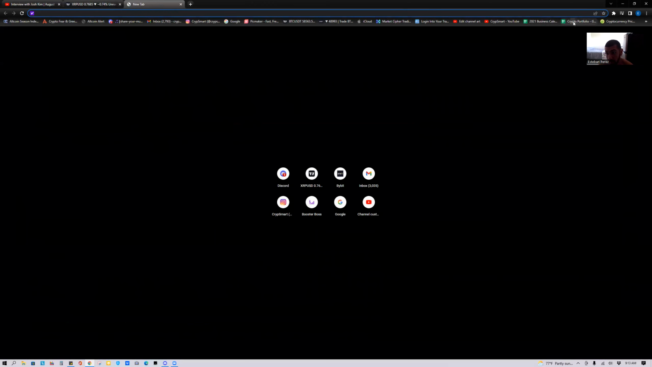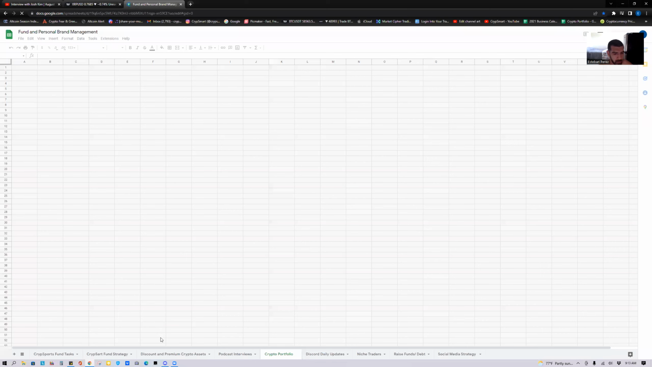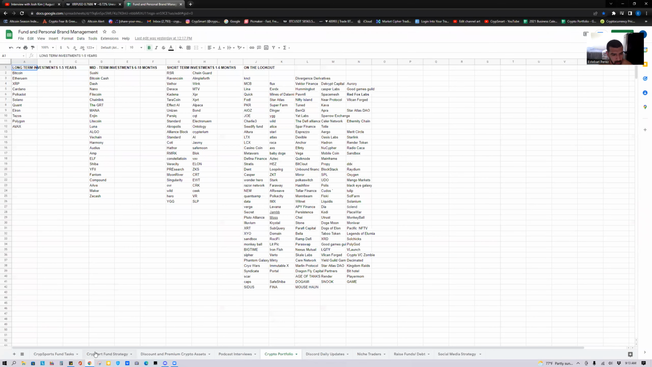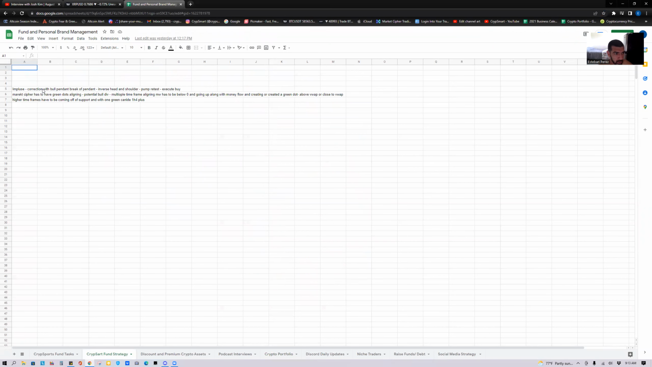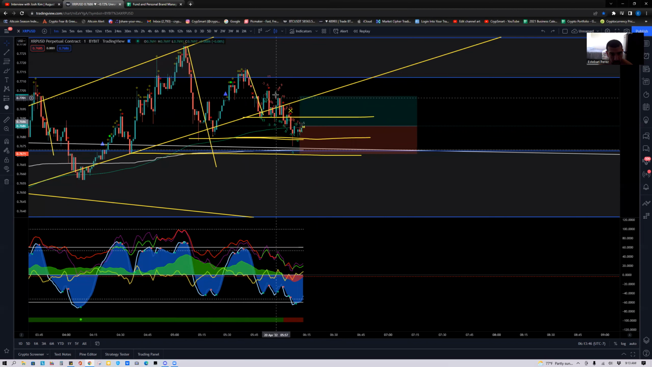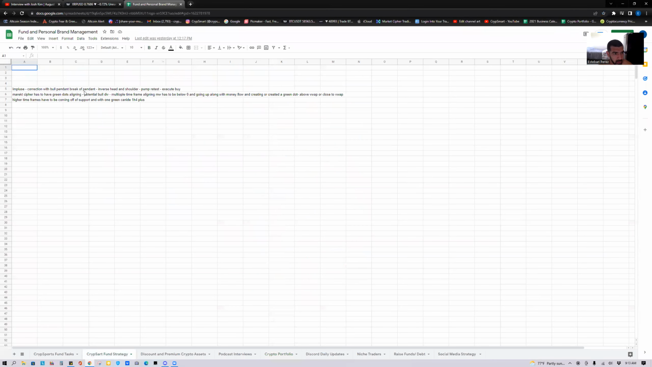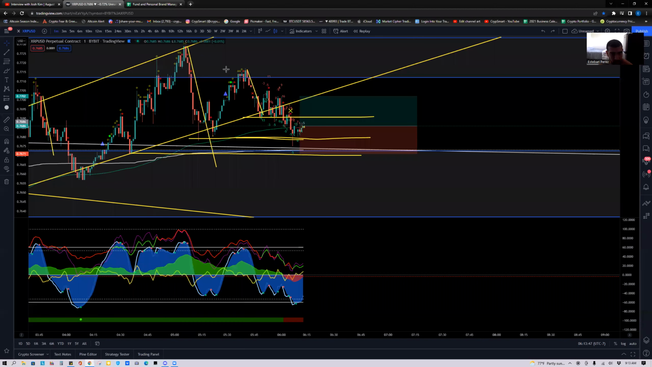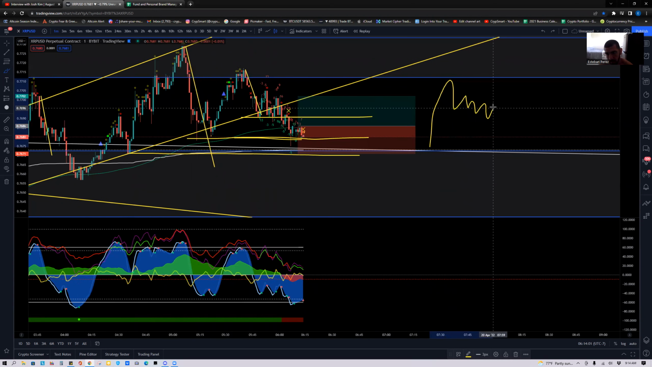If you guys want to see my strategies, actually right here: impulse correction with a bull pendant break. Inverse head and shoulder, pump, retest, execute buy. So once it does that, break, impulse, head and shoulder, retest, buy. That is my strategy.